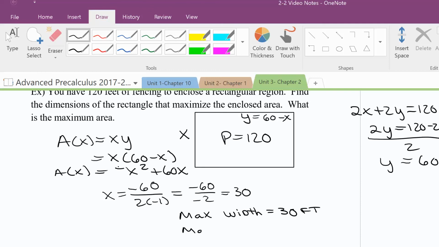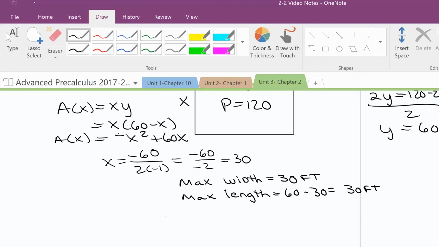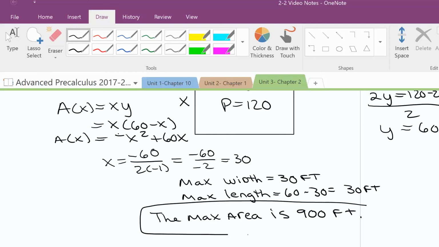That means the maximum length is 60 minus 30, which is also 30 feet. So the maximum dimensions are 30 by 30, and that means the maximum area that you could have is 900 feet. 30 times 30. Actually 900 square feet.